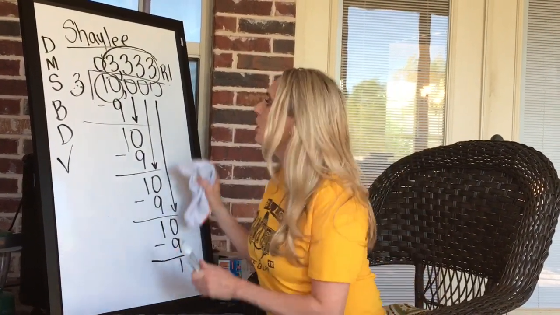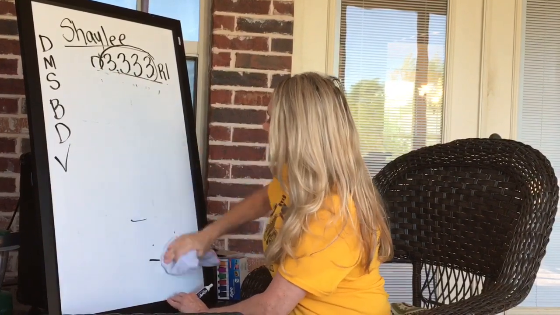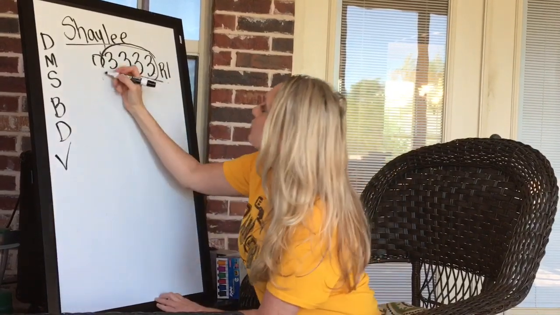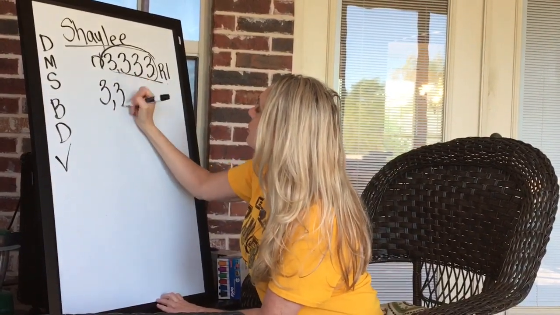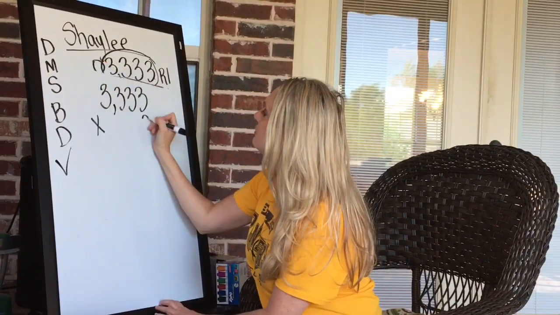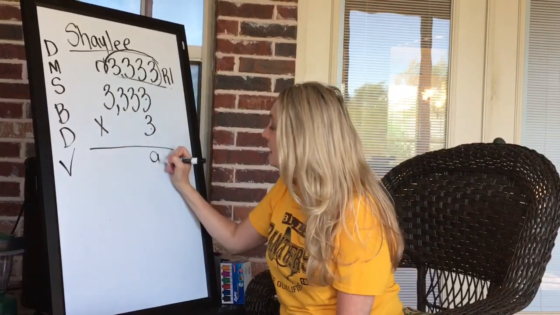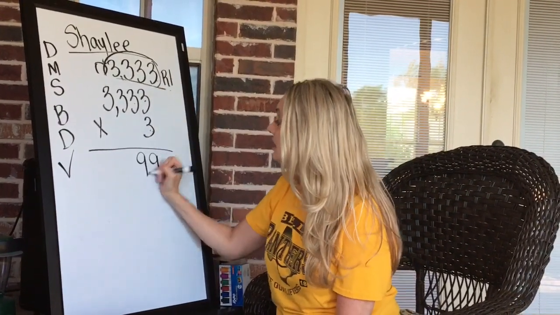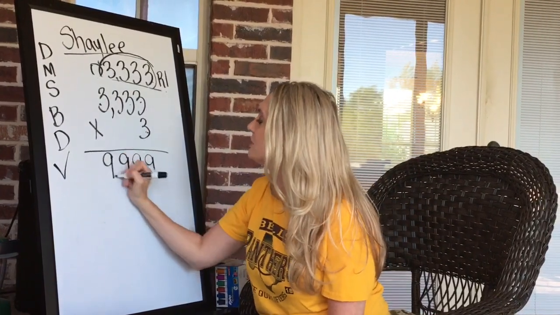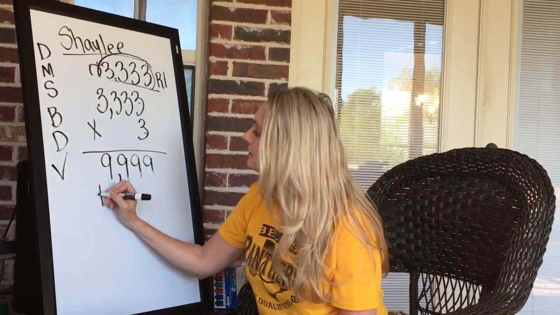Since it was so long, we definitely need to do our recheck. Okay, let's take 3,333 times our divisor, which was 3 friends. 3 times 3 is 9. 3 times 3 is 9. 3 times 3 is 9. And 3 times 3 is 9. That gives us the 9,999.